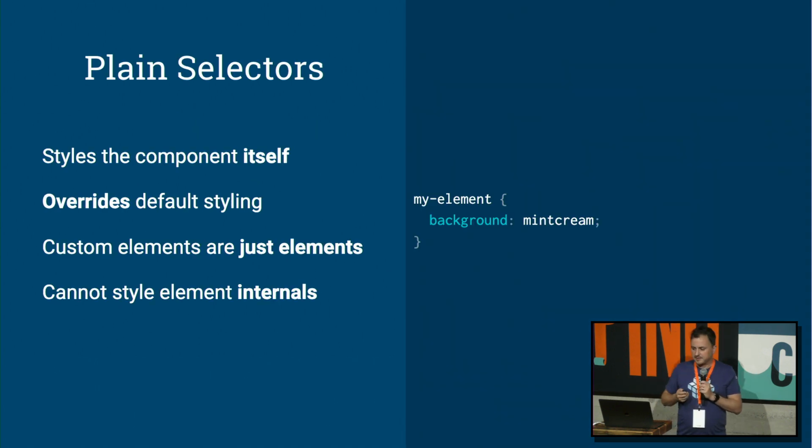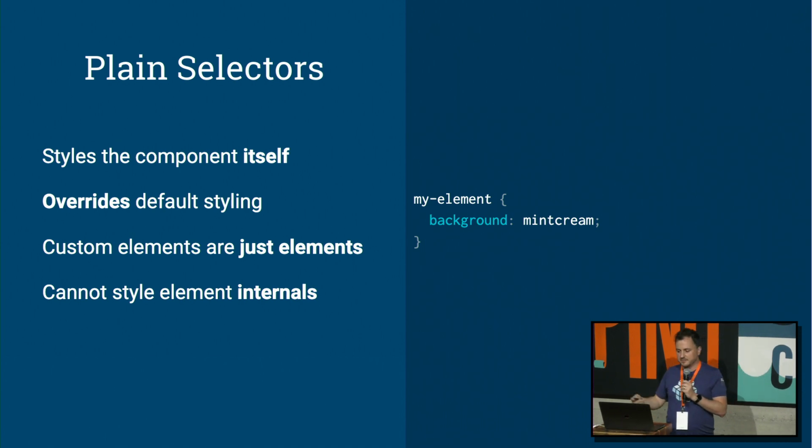So first, let's look at plain selectors again. Now you can just use the tag name for your custom element and select it. And again, this is going to override the default properties that you've set with a host selector inside of that component. So this overrides the default styling. Custom elements at this point are just elements like any other. So there's really nothing special going on here. And the important thing that Shadow DOM gives us is that we cannot accidentally style the shadow root internals.